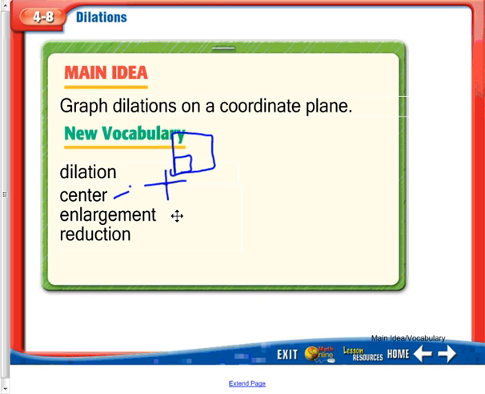For an enlargement, your scale factor, so I'm abbreviating scale factor, is going to be greater than 1. And for a reduction, your scale factor is going to be less than 1. So obviously, if you multiply by 1/2, it's going to get smaller by half. And if you multiply by 2 or 3, obviously the shape is going to get larger by either doubling or tripling. And then, of course, you can get larger by a fraction. So if I enlarge it by 3/2, well, 3/2 is like 1.5, which is greater than 1. So that would be an enlargement as well.